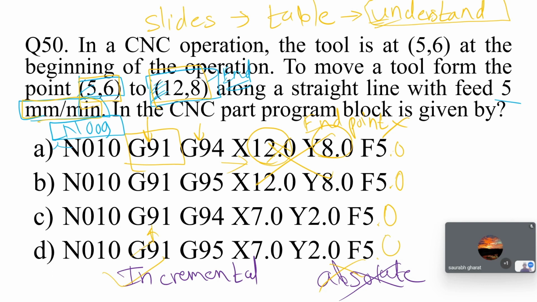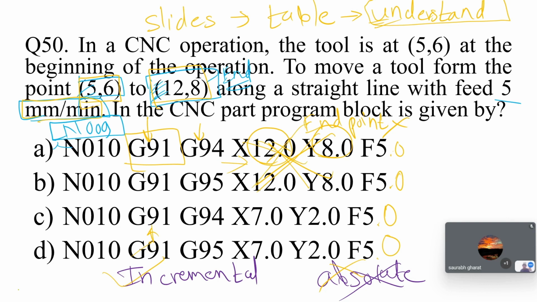It is not like that. These pointers are also important here. I told you already about G91 because we are using incremental. So this part is gone directly because there are endpoints. We can't use absolute points here.